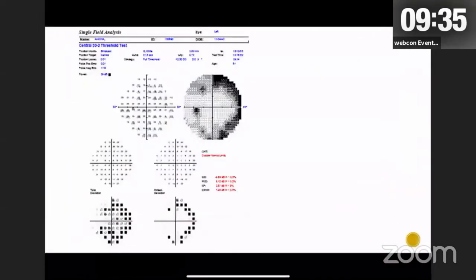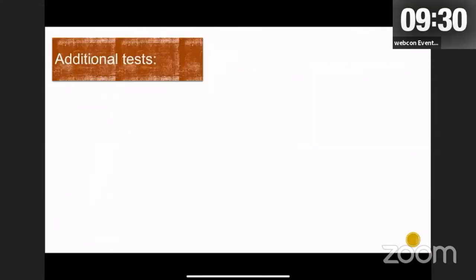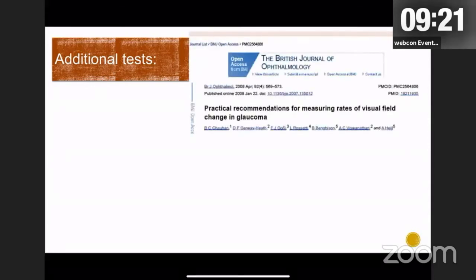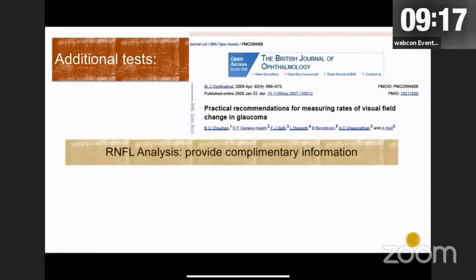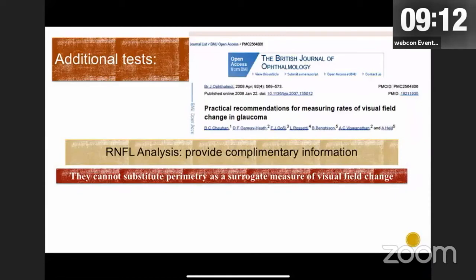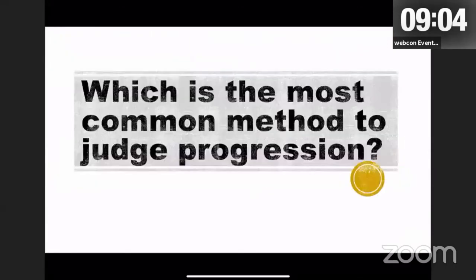So we know that this is the gold standard measurement for diagnosing glaucoma. Visual fields cannot be replaced by any other test in the glaucoma armamentarium. We have additional tests. Just now we had a wonderful talk on OCT also, which can detect the RNFL parameters. But the important thing is that they provide only complementary information. They cannot substitute perimetry as a surrogate measure for visual field change because they don't tell us about the functional damage to our eye.